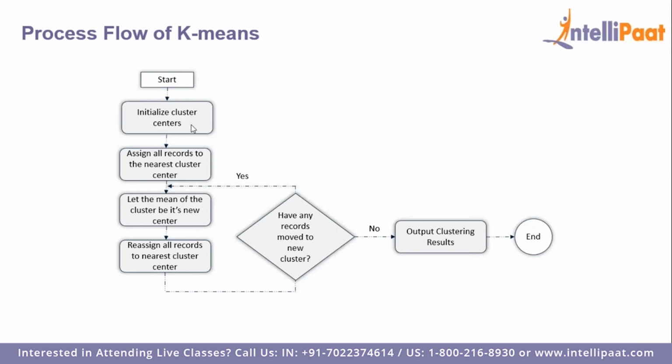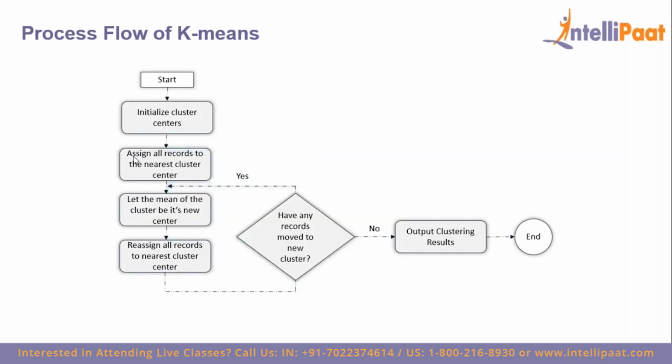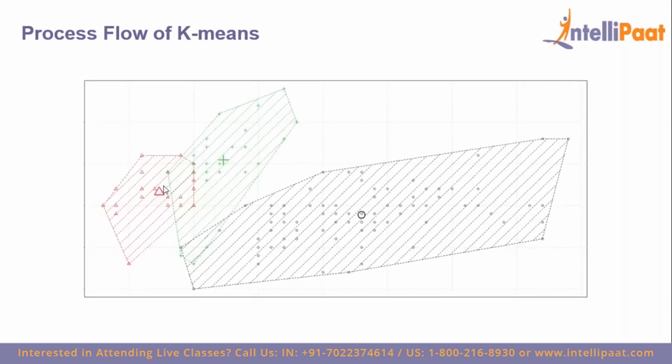Now, what it does is it randomly creates 4 centers. So 1, 2, 3, 4. These 4 centers could be anywhere. So let's say we have 4 centers, randomly selected. Now, once the k-means algorithm randomly selects 4 centers, the next step is to assign all the records to the closest, nearest cluster center.